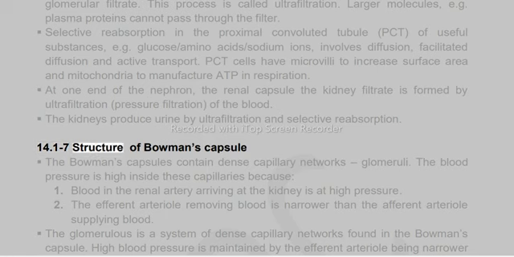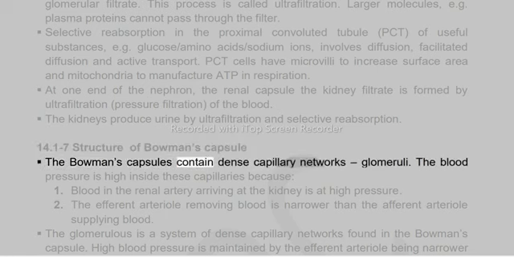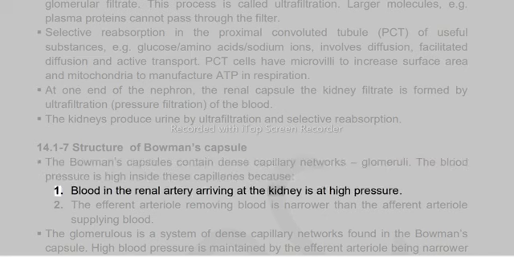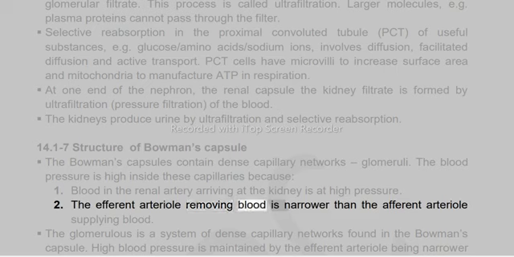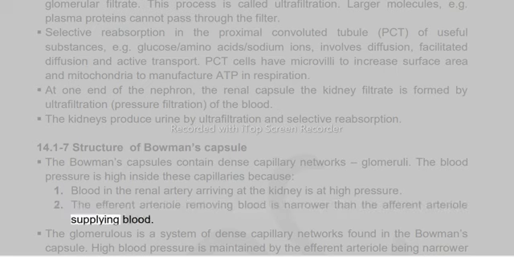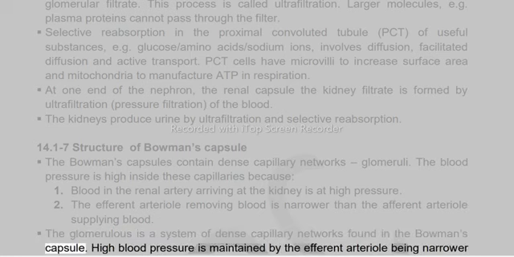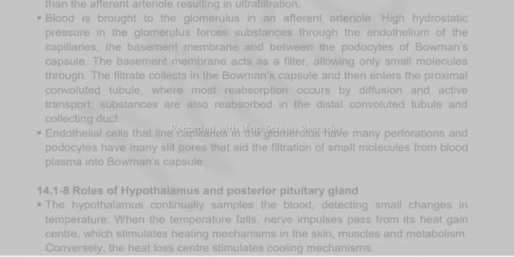14.1 to 7 Structure of Bowman's capsule. The Bowman's capsules contain dense capillary networks, glomeruli. The blood pressure is high inside these capillaries because, 1. Blood in the renal artery arriving at the kidney is at high pressure. 2. The efferent arteriole removing blood is narrower than the afferent arteriole supplying blood. The glomerulus is a system of dense capillary networks found in the Bowman's capsule. High blood pressure is maintained by the efferent arteriole being narrower than the afferent arteriole, resulting in ultrafiltration.